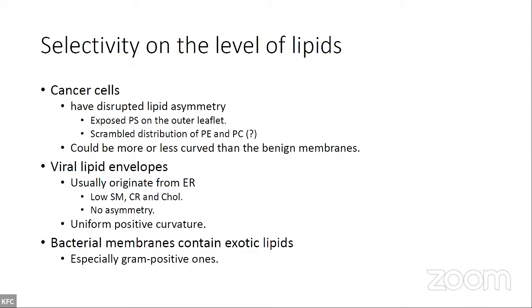The next class of membranes which we may try to target are viral membranes. And here we see a difference because they usually originate from the endoplasmic reticulum. So they are distinct from the plasma membranes of the cells because they are low in sphingomyelin, ceramides, and cholesterol, and there is no asymmetry. Also in terms of curvature, viral membranes are usually positively curved uniformly because you have a kind of spherical particle, which is not the case for the plasma membrane. And the last case are bacterial membranes, which often contain very exotic lipids, especially if we are speaking about gram-positive bacteria.